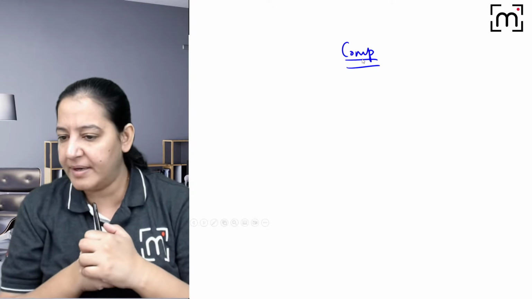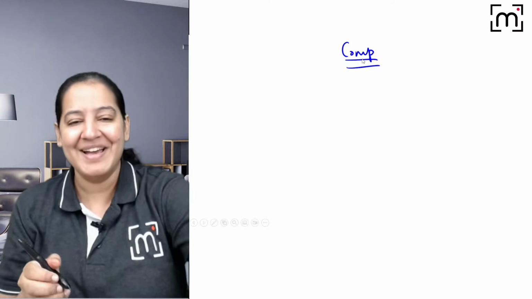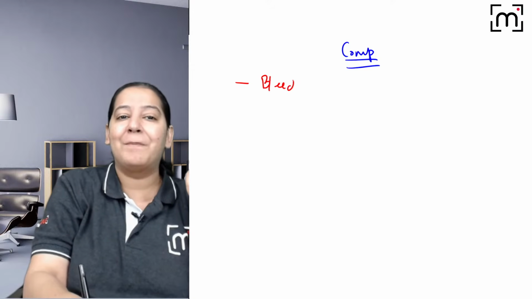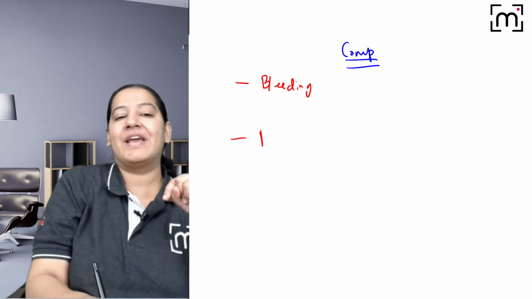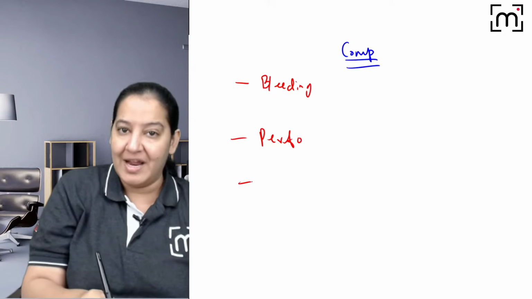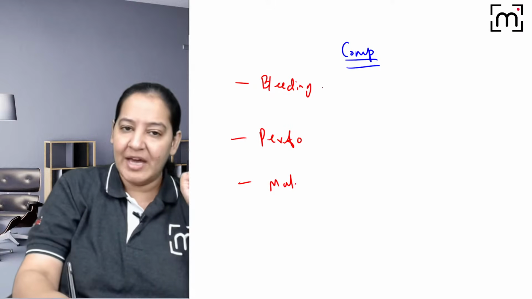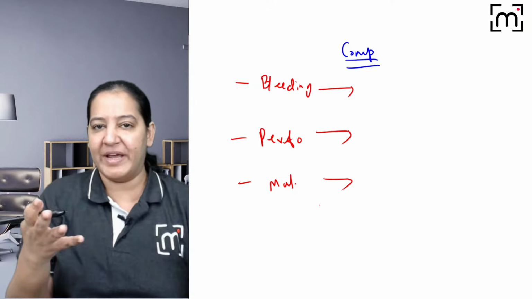Annalipsa, Osama, Amir, Sweetie, who will help me? What is the most common complication? Yes, the most common complication is bleeding. The second most common complication is perforation. And the third complication is malignant transformation. Right? So can you tell me which ulcer has which complication?